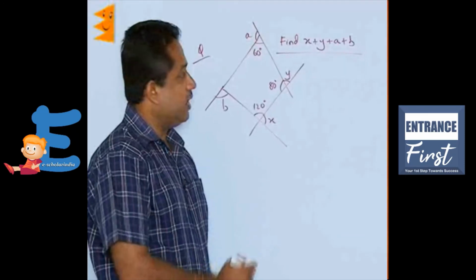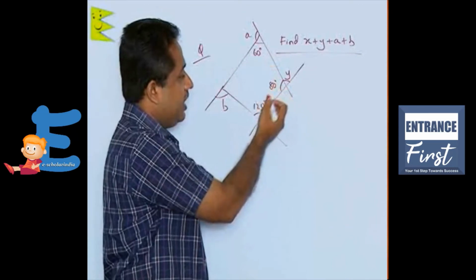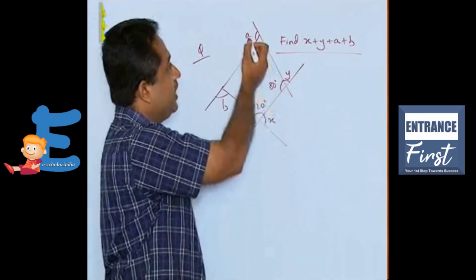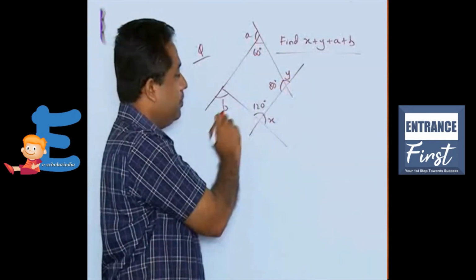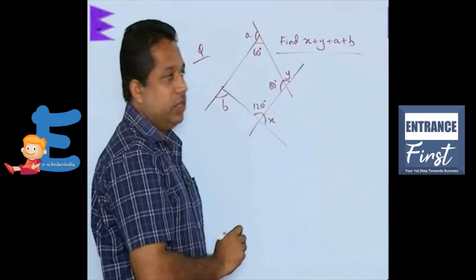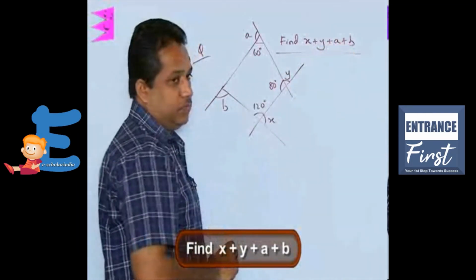Let us look at this quadrilateral. Three angles of the quadrilateral are given, 60, 80 and 120, and there are some unknown angles here represented by the alphabets A, B, X and Y. And the question says find the value of X plus Y plus A plus B.